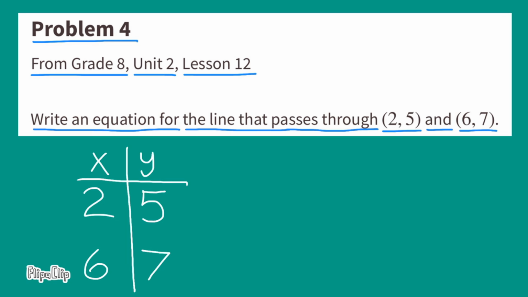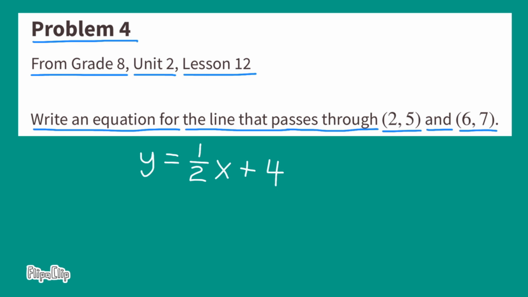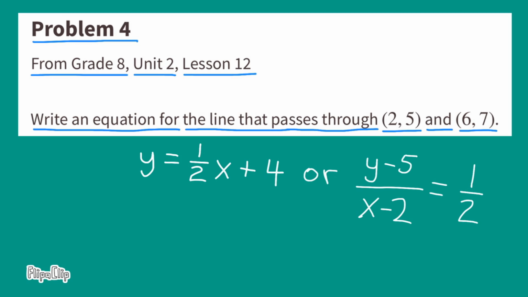Since half of 2 is 1 and 1 plus 4 equals 5, and half of 6 is 3 and 3 plus 4 equals 7, we can say that the y value equals half the x value plus 4. So an equation that could represent these coordinates can be y equals 1/2 x plus 4. Another equation would be (y minus 5) over (x minus 2) equals 1/2.